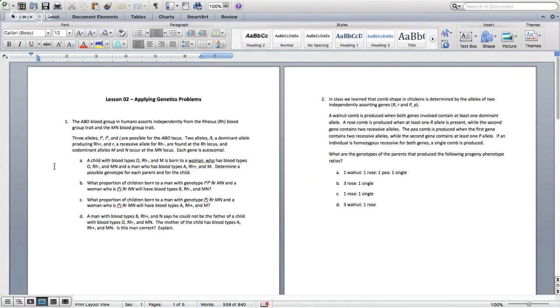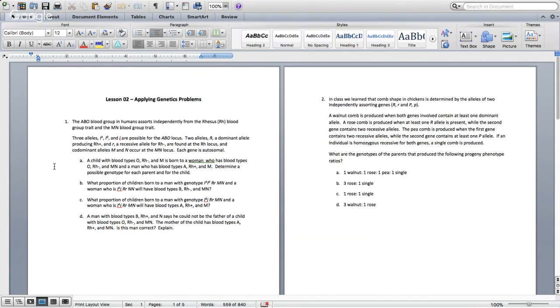For C, we just use the same method. 1/4 of the offspring would have the A blood type, 3/4 of the offspring had Rh positive, 1/4 of the offspring had M. And so multiplied those together and got 3 out of 64 of the offspring would have blood type A with Rh positive with M.